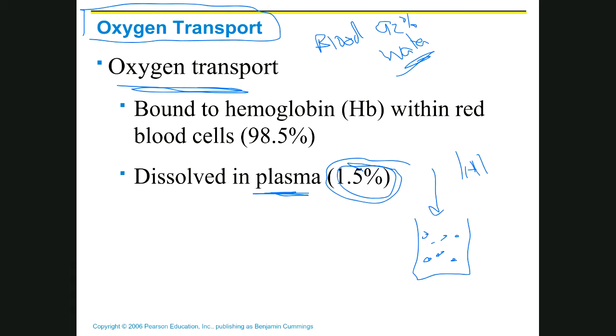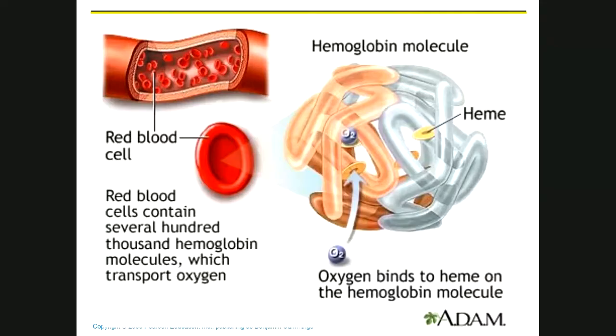And if our blood was just water, then we wouldn't be able to carry much oxygen. But remember, our blood is not just water. It's full of these cells. And there's tons of red blood cells in here. And so what happens is most of the oxygen enters the red blood cell and binds to hemoglobin, about 98.5%. So here are those red blood cells.